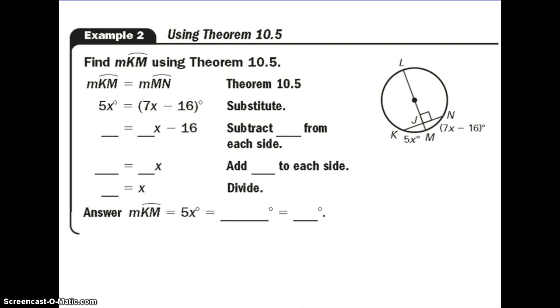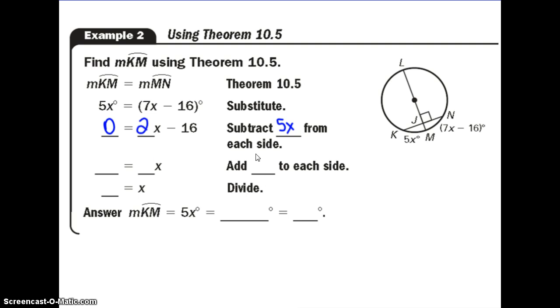So if you recall, theorem 10.5 says that if the diameter of a circle is perpendicular to a chord, then the diameter bisects the chord and its arc. So what's important here is that we know that arc KM and arc MN are equal measure. Therefore, we can set 5x equal to 7x minus 16 because the diameter LM cuts the chord at a right angle. So we are going to subtract 5x from both sides. So I'm left with 0 equals 2x minus 16.